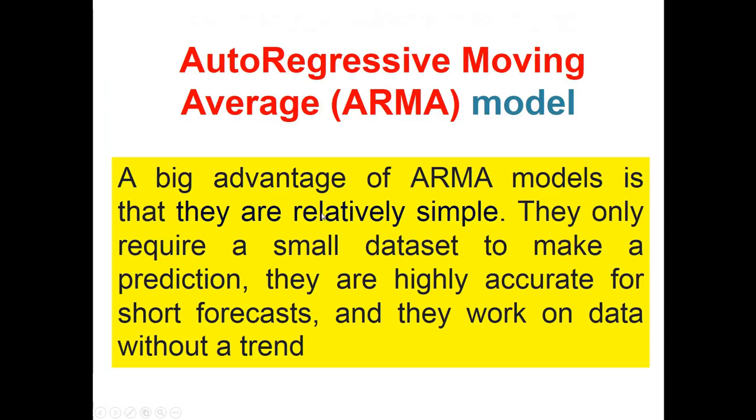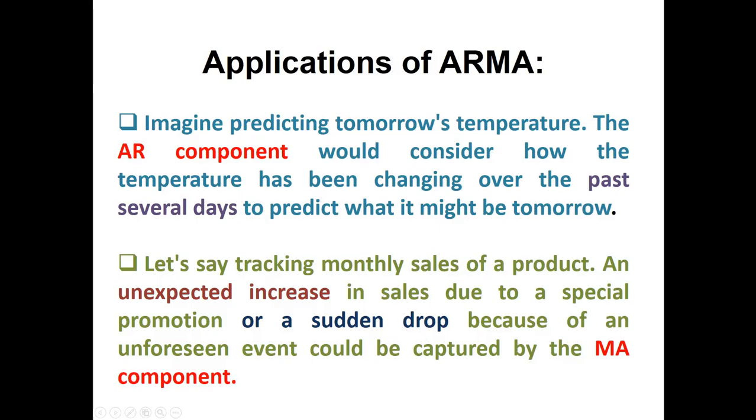Now the auto-regressive moving average model, this is ARMA, has the biggest advantage that these models are relatively very simple. They only require a very small data set to make a prediction. They are highly accurate and very good for short forecasts, and they work on data without trend. That is the advantage. And where are the applications of ARMA? Imagine predicting tomorrow's temperature. The AR component would consider how the temperature has been changing over the past several days to predict what it might be tomorrow. A second example: tracking monthly sales of a product. Unexpected changes in sales, maybe due to a December sale or a special promotion, or a sudden drop because of an unforeseen event, could be captured by the MA component.